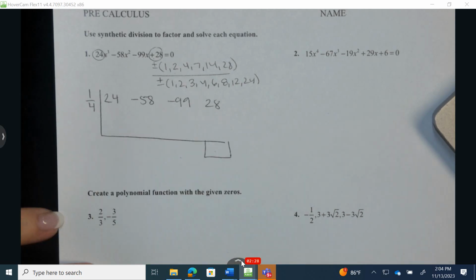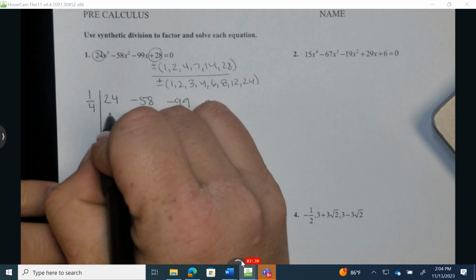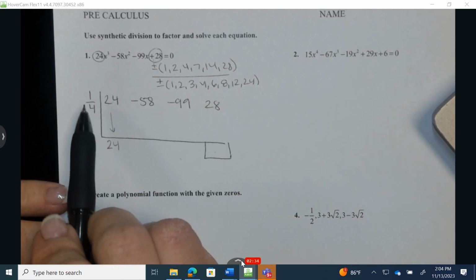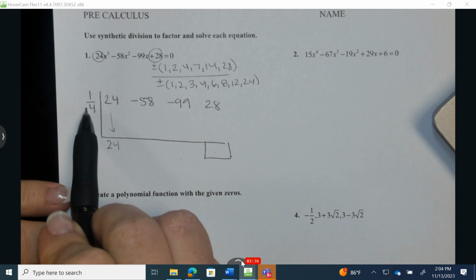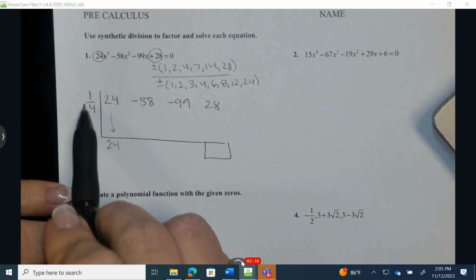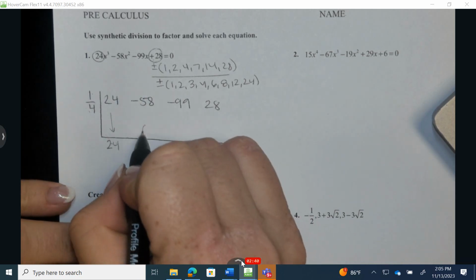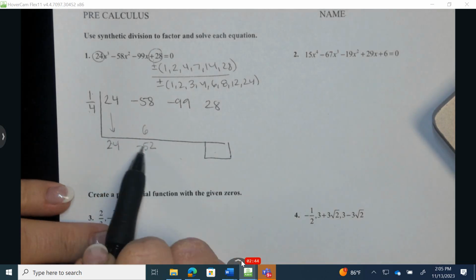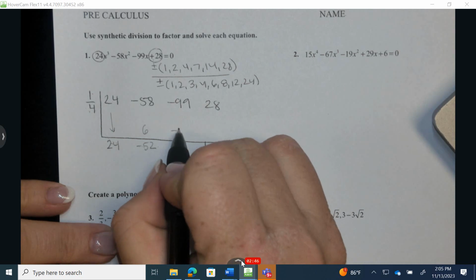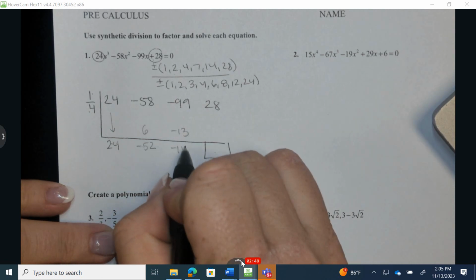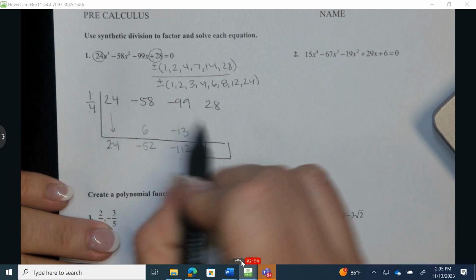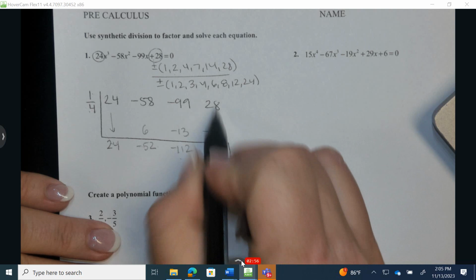So here we go. I'm going to grab a pencil here. I'm going to drop down the first number to get 24. Now, how do we think of this? 1 times 24 is 24 and divided by 4. So think of 24 divided by 4, easy. 24 divided by 4 is 6. All right, combine to get negative 52. Now, negative 52 divided by 4 is negative 13. Combining to get negative 112. So I'm going to take 112 divided by 4, and a negative divided by a positive is a negative 28, and we can see it works.